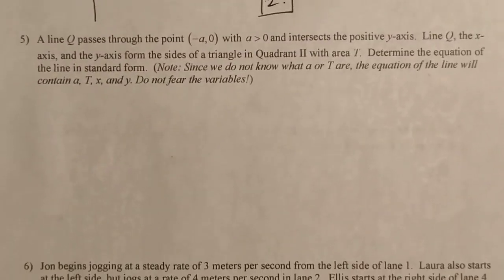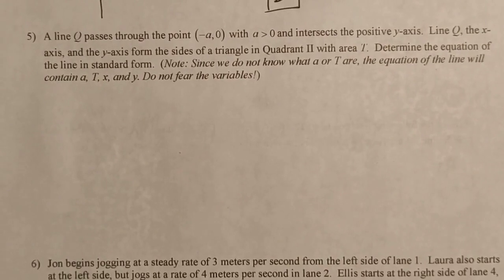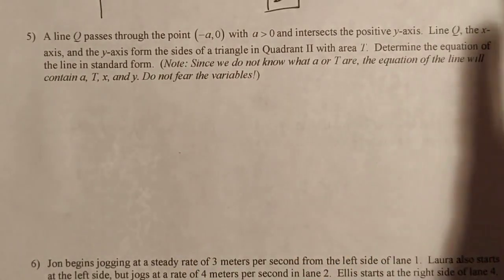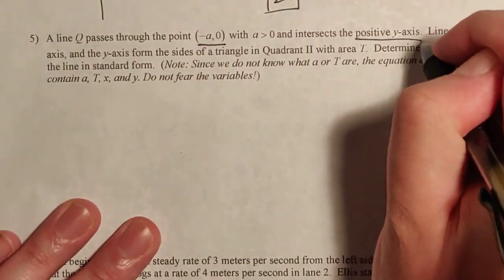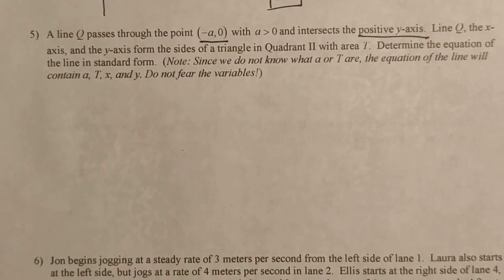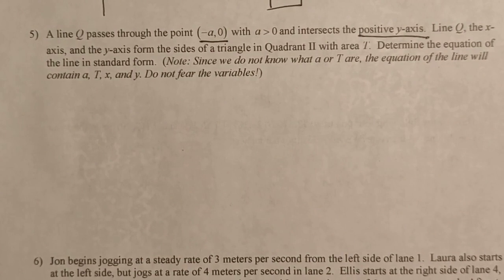All right, number 3, that's a particularly tricky problem. We're told that we have a line Q, and it's going to pass through the point (-a, 0), where a is greater than 0, and it intersects the positive x-axis. That's going to be important, so I'm going to underline those. Line Q, the x-axis, and the y-axis form the sides of a triangle in quadrant 2 with area T. Determine the equation of the line in standard form.